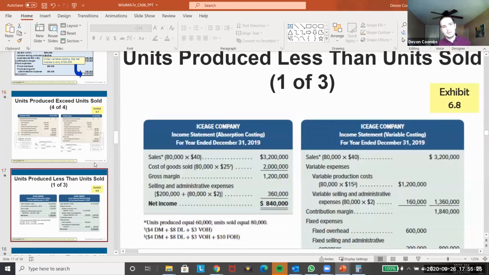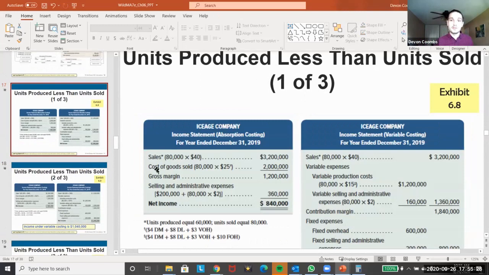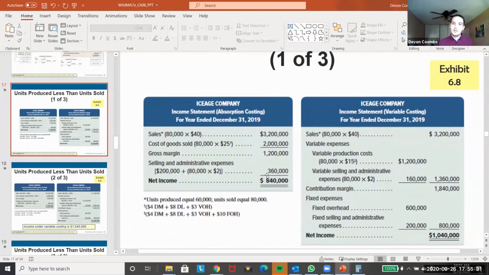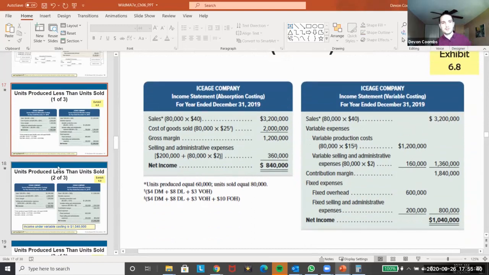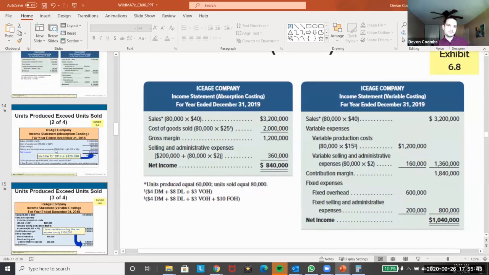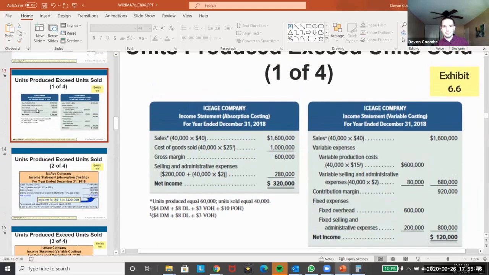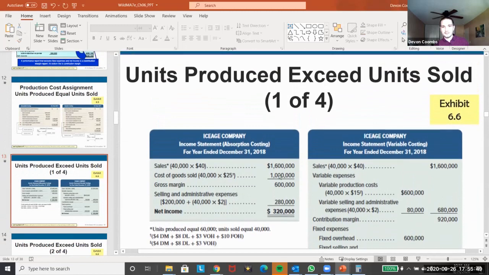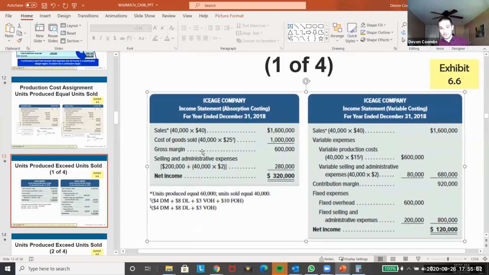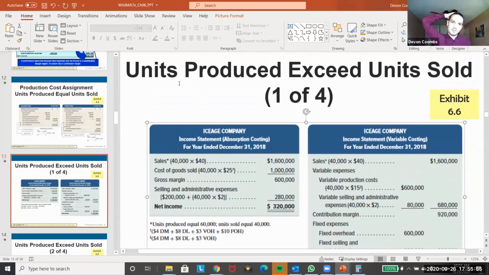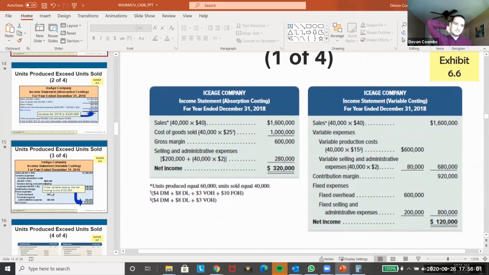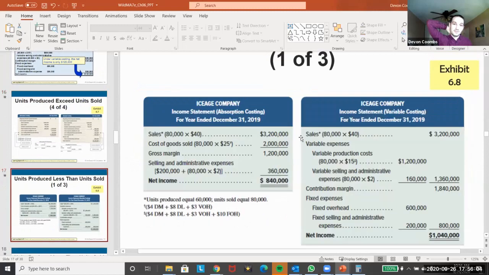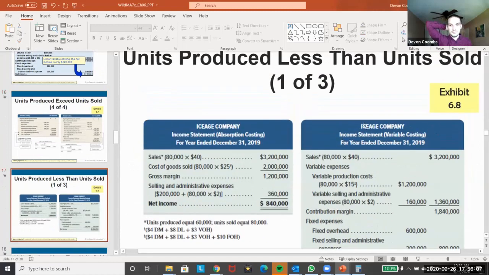Now the relationship flips if we do units produced less than units sold. And so net income in this case under the absorption method will be less than variable costing. And so we can see how that relationship flips, right? Let's see. Units produced excess, net income 320. So it's greater than, right? Absorption costing. So if I asked you if units are produced in excess of units sold, which has a greater net income, we'd say absorption costing. But if I say if units are produced in less, which has a greater net income, it's variable costing.